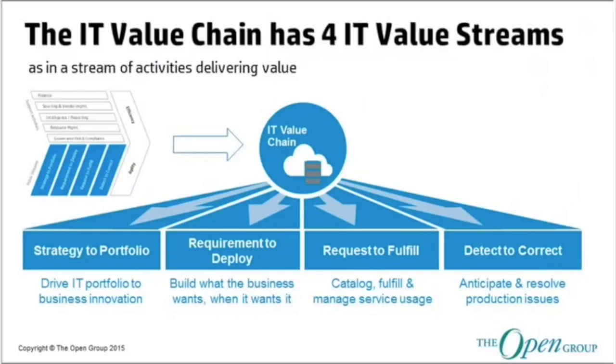Then we have requirement to deploy. That's where we build capabilities for IT. So essentially, when it has been agreed that something is to be developed and delivered by IT, you hand it over to a development organization. The first part you would call plan, the next one you would call build, and once you have built a capability, you put it into production. So traditionally in IT, you would say plan, build, run.